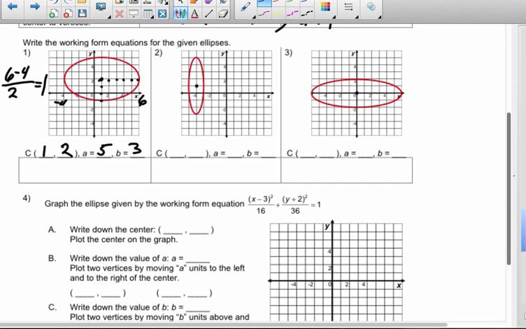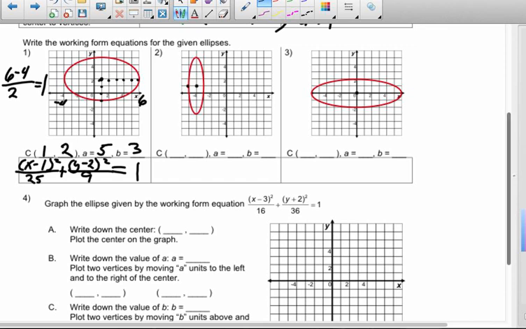Now at this point we have all the information we need to do this. And these things are always equal to 1. So I'm going to have x minus 1 squared. That's going to be over my A term squared. So that's 25. Plus, and I'm going to have my y minus 2 squared. And that will be over my B term squared. So that will be over 9. And there's your equation.